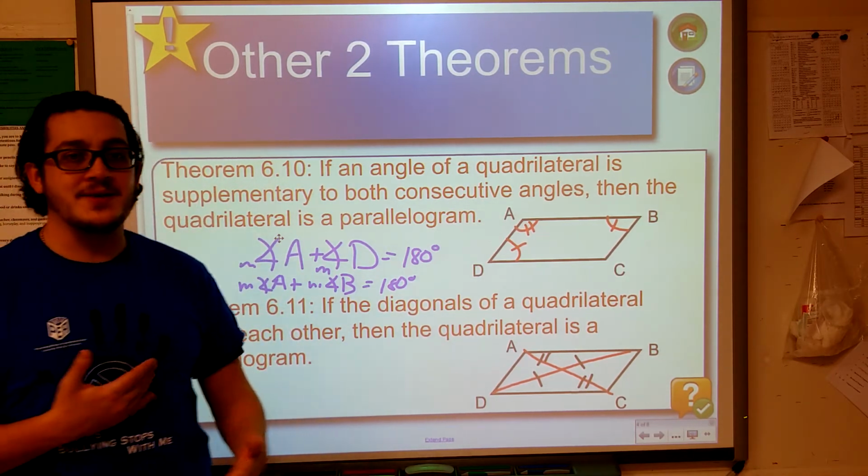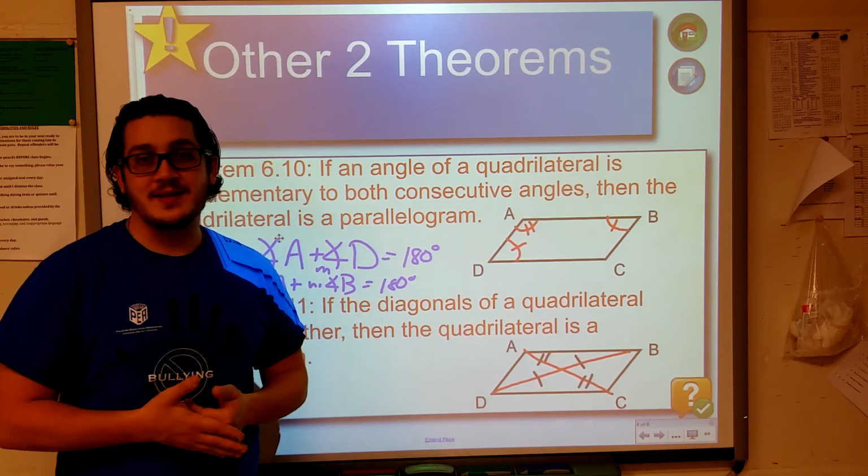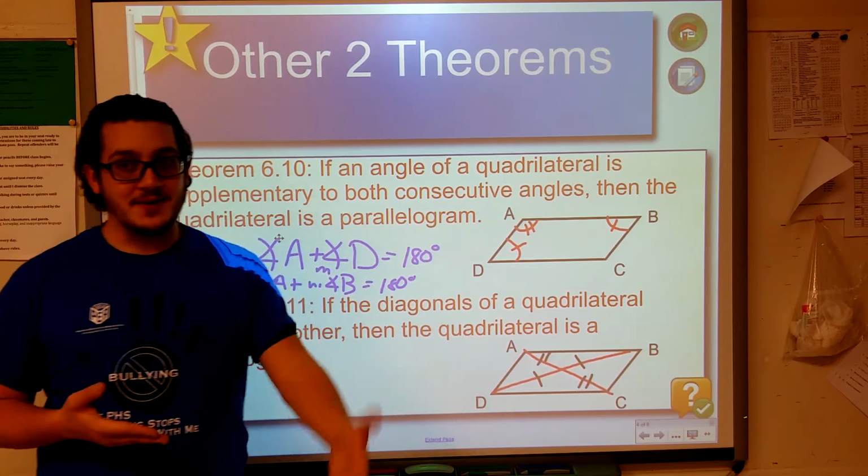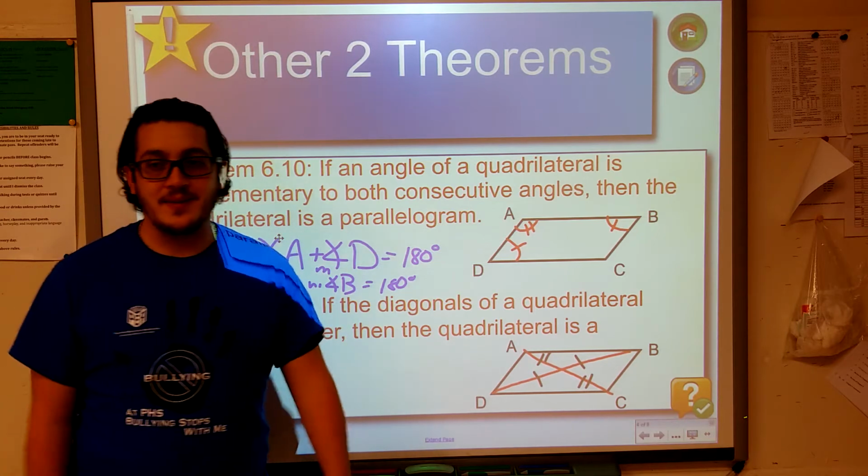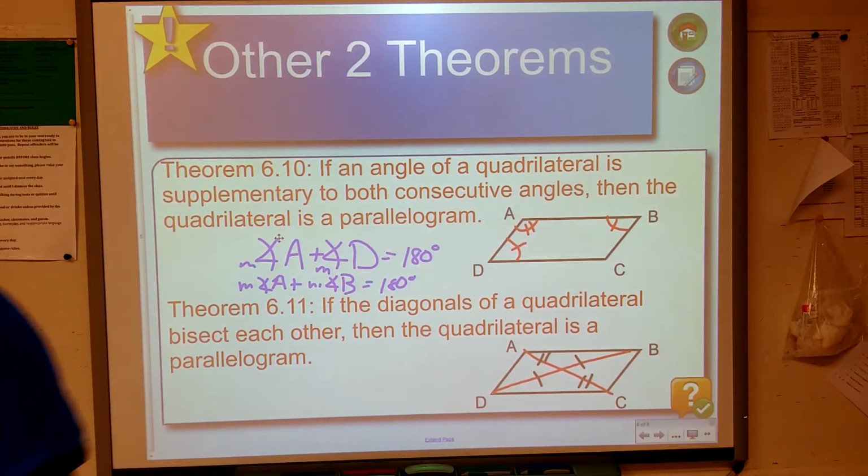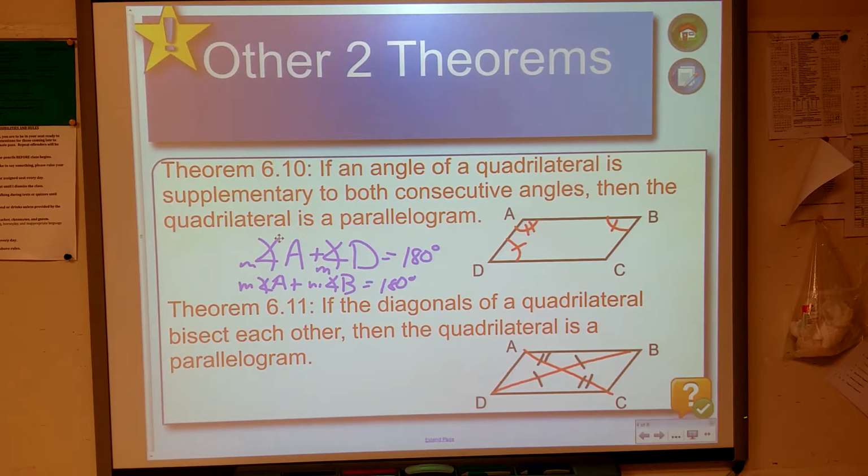Back from our lesson yesterday. Parallelogram, diagonals bisect each other. So today we're saying, hey, if the diagonals bisect each other, then it's a parallelogram. It's going true in both directions. I'll give you a minute to write this.